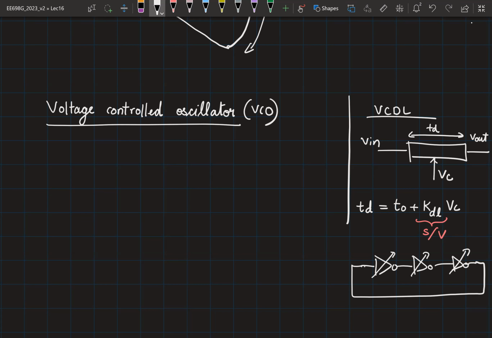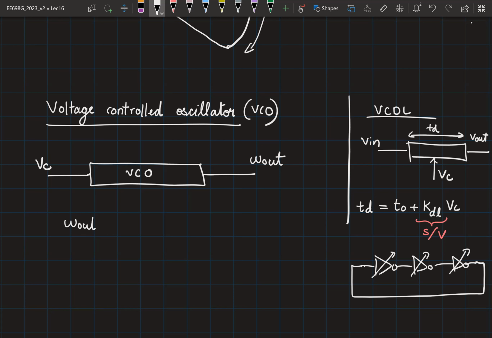But for now, all that you have to understand is that a VCO is a circuit that is going to give me an output frequency omega out. And this output frequency is now a function of VC, right? There is no input. The only input is VC, the control node voltage, and it is giving me an omega out. And I can write the expression for omega out as some omega naught plus a gain KVCO into VC. What should be the unit of KVCO?